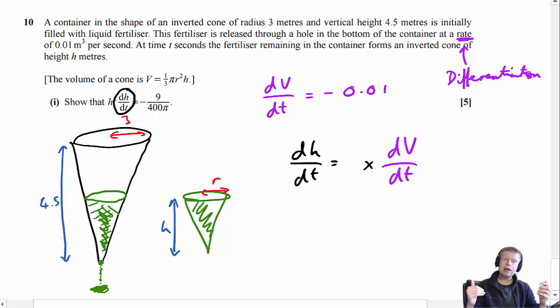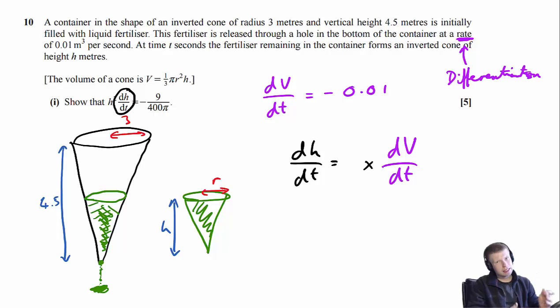Well, I think it's just a chain rule. So remember, these two things are connected. The height of the liquid left in the container is obviously connected to the volume, because they're obviously going to be decreasing. How are they connected? They're connected by the chain rule. So what do I need?